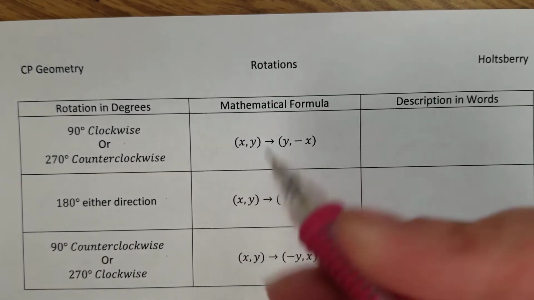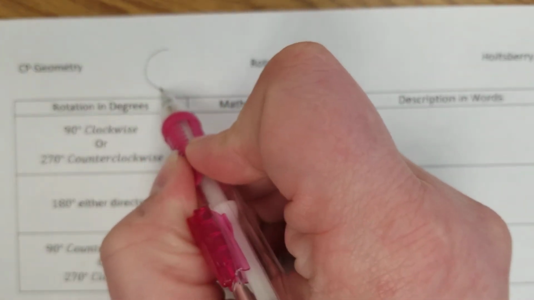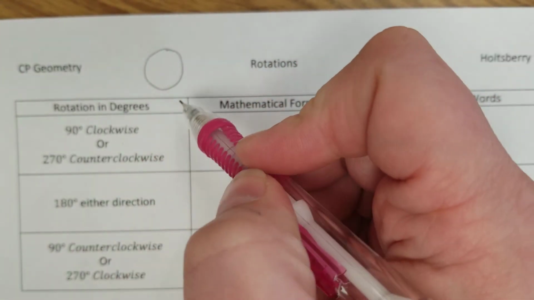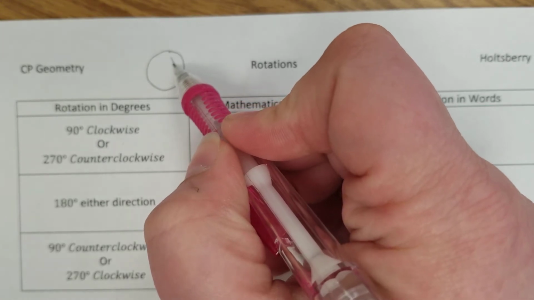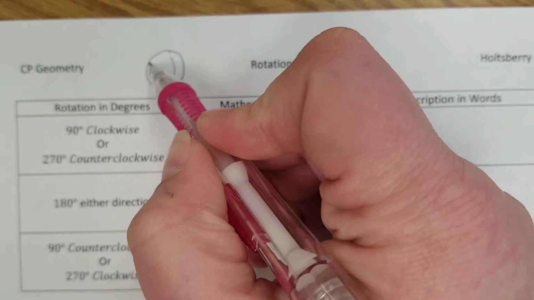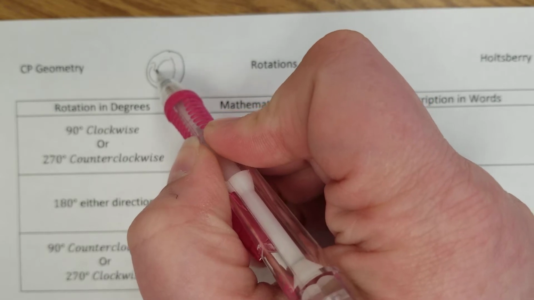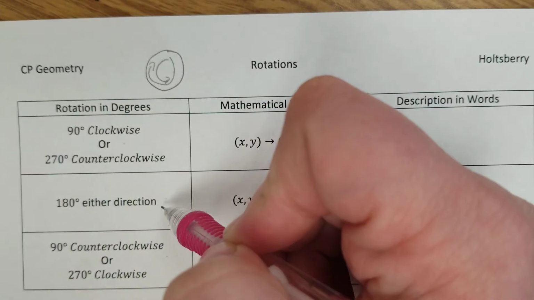Now, just a refresher, if you have a clock, clockwise is the way that the clock ticks. So clockwise is this direction, and counterclockwise is this direction. All right?